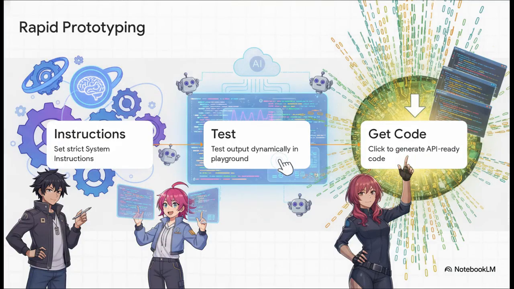This creates a killer workflow for rapid prototyping. First, you set those strict system instructions we just talked about. Second, you test the output dynamically in the AI Studio playground with some sample data. Third, and honestly most importantly, you just click the Get Code button. In just these 3 steps, a startup founder can go from a vague idea for a new feature to a fully running Python, JavaScript, or curl script in under 5 minutes. That kind of velocity, that's a massive competitive advantage.